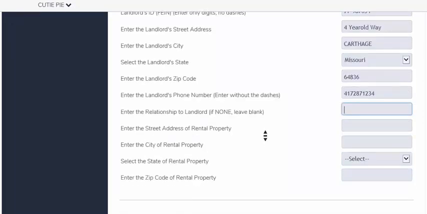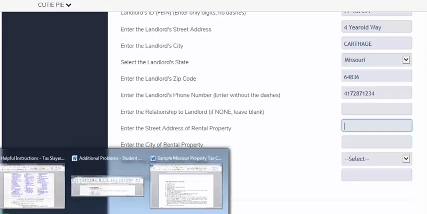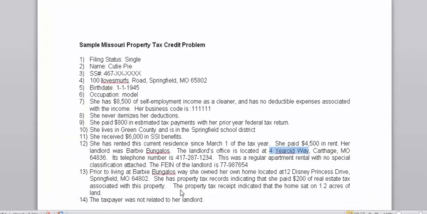Enter the relationship to the landlord, and if there is none, then you leave it blank. Most people are not related to their landlords, but for example, if a person rents from their mom or their sister, you have to enter that information in there because a person may not be eligible if they are related to their landlord. Now we're going to enter the street address of the rental property. This is where the taxpayer actually lives.